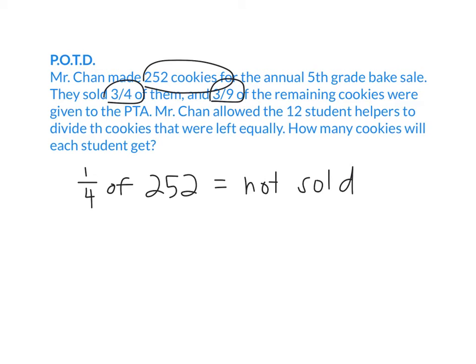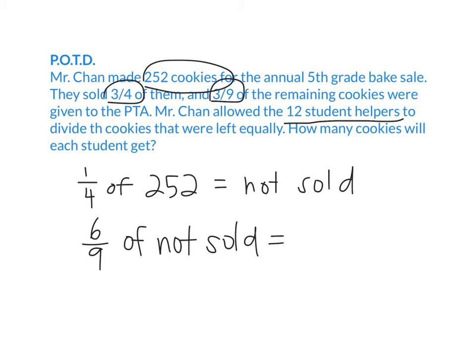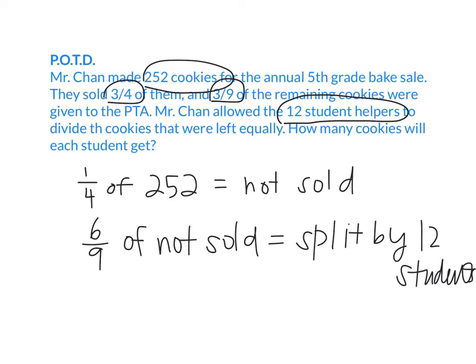So, if 3/9 was given to the PTA, what fraction was not given to the PTA, of the remaining cookies? 6/9. So 6/9. Is it of 252 or of the not sold? Okay, of not sold were split by 12 students. Okay, and the question's asking us, how many cookies will each student get?